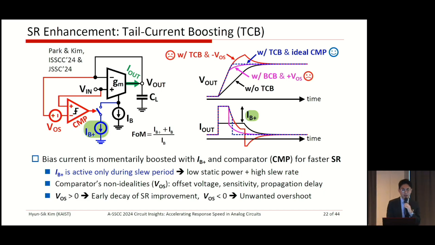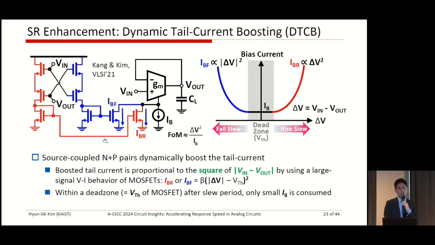So, how do we generate a high-speed reaction in the comparator? The comparator also needs high speed, and a high-speed comparator necessitates high current consumption. This sounds like a contradiction. In this design, a fixed boosted current is used, but we can adaptively boost the current even further by using another type of circuit.